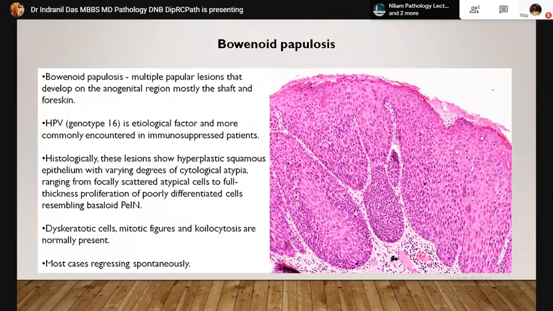Histologically, these lesions show hyperplastic squamous epithelium with varying degrees of cytological atypia, maybe in the form of full thickness proliferation of fully differentiated cells. The dyskeratotic cells, mitotic figures, and koilocytosis are normally present, but most cases fortunately regress spontaneously.